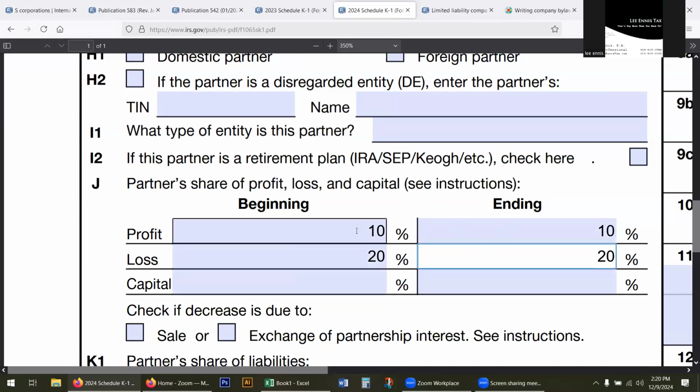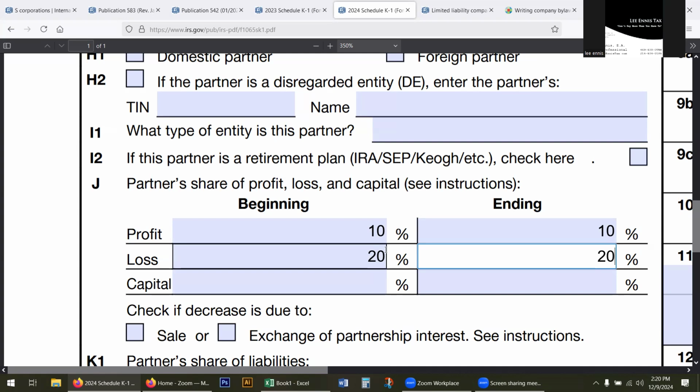Meaning that if the profit is $100, your profit will be $10. But if the partnership has a loss of $100, then your loss will be $20. Okay. And so it's really important to have that understood in the partnership agreement. Right. And so again, if you're starting a business, if you're starting a partnership, these are the things that you must have in your document to make sure that everyone understands how this partnership is going to be run.